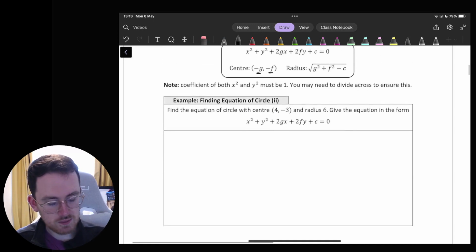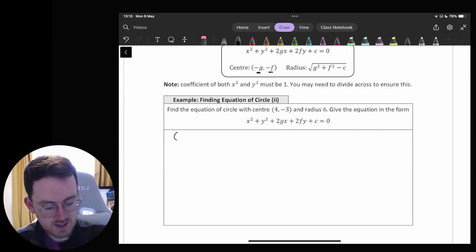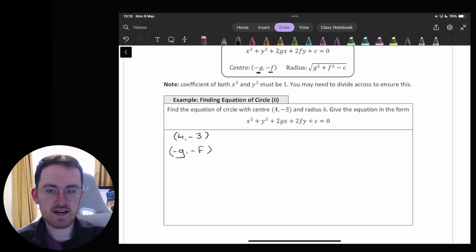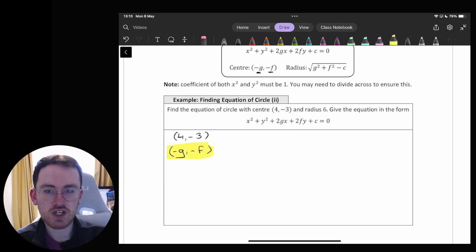So looking at the example, find the equation of the circle with center (4, -3) and radius 6. Give the equation in the form x squared plus y squared plus 2gx plus 2fy plus c. So looking at this, I have my center of (4, -3), and I'm going to note that for this long version, the center is always given as (-g, -f), and it's important here that we include the fact that that is negative. Okay, so it's always minus g, minus f.